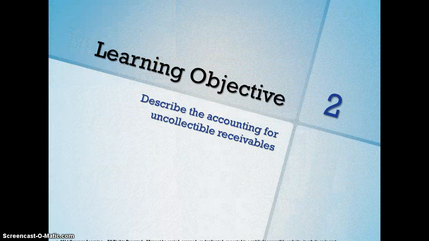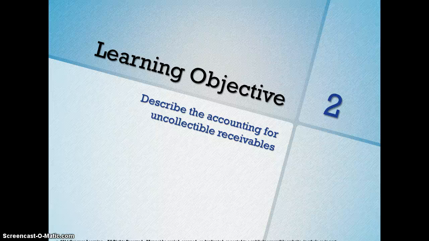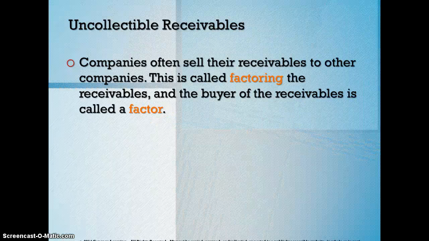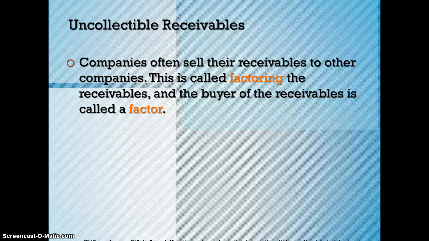Okay, Objective 2 describes the accounting for uncollectible receivables. It says businesses will incur an expense when customers fail to pay. There are 3 common account titles used in recording this expense, and those 3 common account titles are called uncollectible accounts expense, bad debt expense, and doubtful accounts expense. Those are the 3 most common ways.